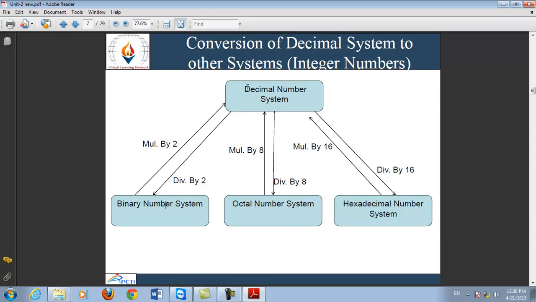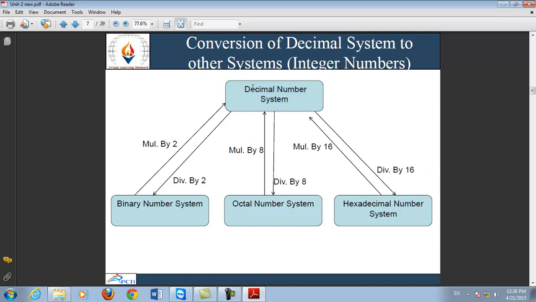Now the base of the decimal number system is 10, which will not be used in the process of conversion. Whenever you convert, the base of decimal will not be used anywhere. We will use only the base of the binary number, octal number, and hexadecimal number. The base of the decimal number will not be used anywhere.